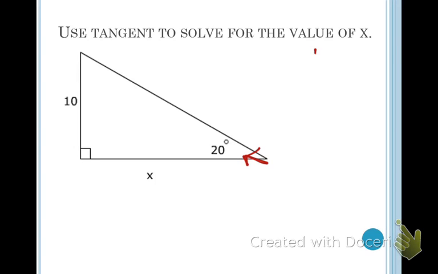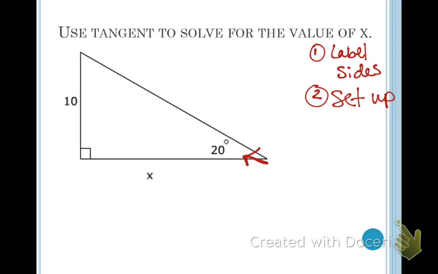Yesterday, when we did these problems, there were 3 steps. What was the very first step? Do we remember? Label your sides. Thank you. So label your sides. Step 2 was to set up a trig ratio. And then 3 was to solve for x, solve for y, whatever variable it gave you. These were our three steps.